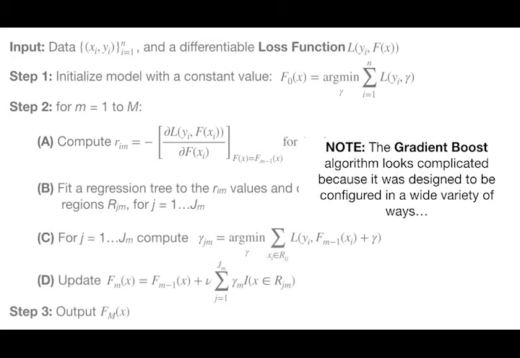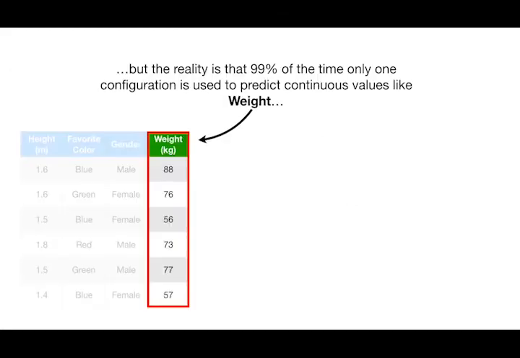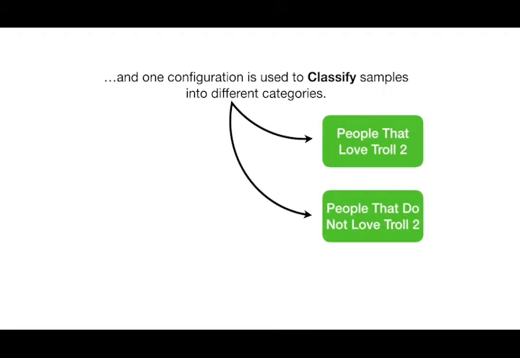Part 4 will return to the math behind gradient boost, this time focusing on classification, walking through it step by step. Note, the gradient boost algorithm looks complicated because it was designed to be configured in a wide variety of ways. But the reality is that 99% of the time, only one configuration is used to predict continuous values like weight, and one configuration is used to classify samples into different categories.